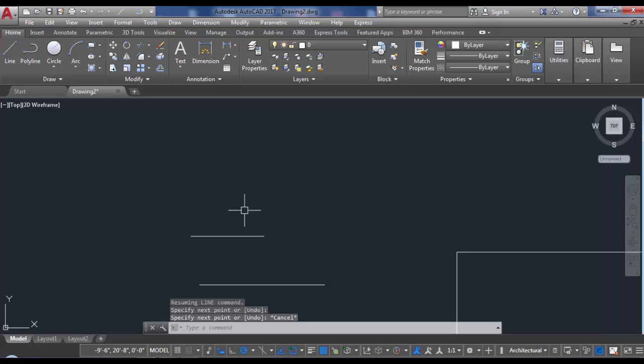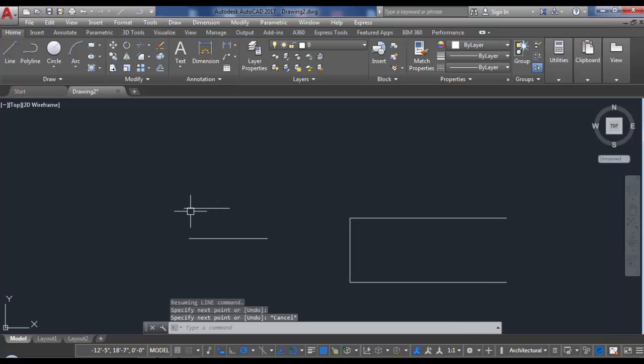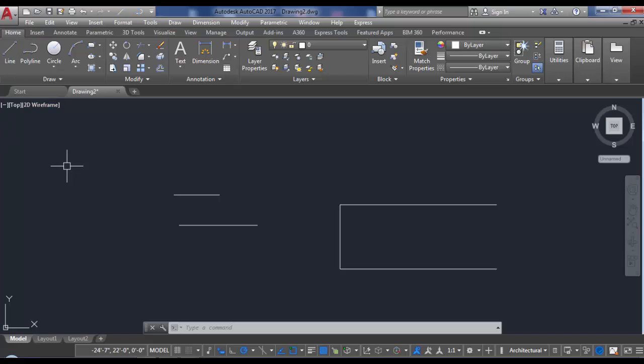So this is for the line command. For today we'll be finishing only the simple line command. In the next lecture we'll go for the various other types of line commands.